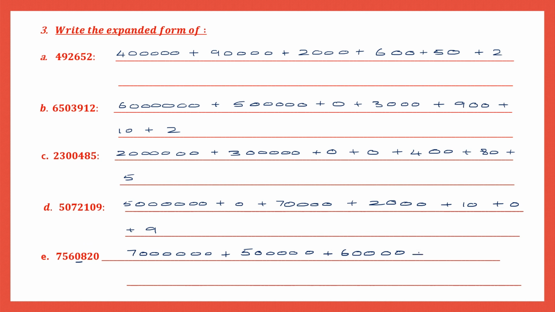So when you write 0, you write 0 by itself. Only 1 0. Then the next digit is 8. So let's write plus 8. Count how many digits there are. 1, 2 digits after that.